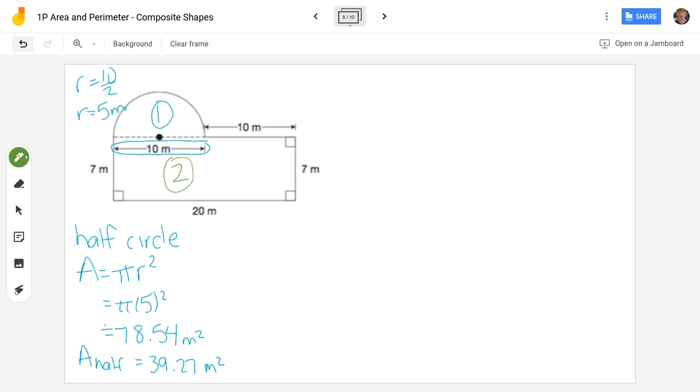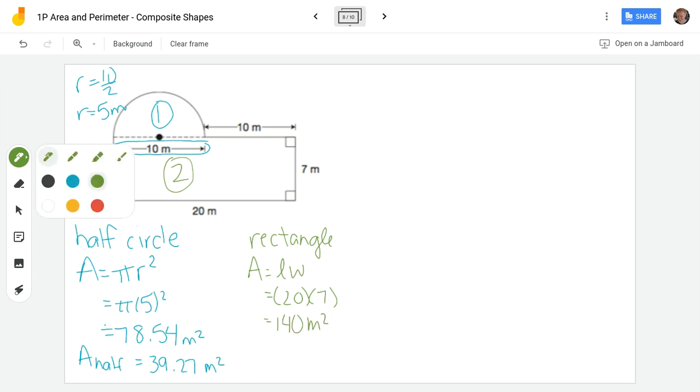And then area 2 is a rectangle. So area is equal to length times width. The length is 20 and the width is 7. So all the way across here, or you could add up the 10 plus 10 along the top here and get 20. And then the width is one of the sides, and both of them are 7, so that's pretty straightforward. And then 20 times 7 will be 140 meters squared, which means that the total area will be area 1 plus area 2.